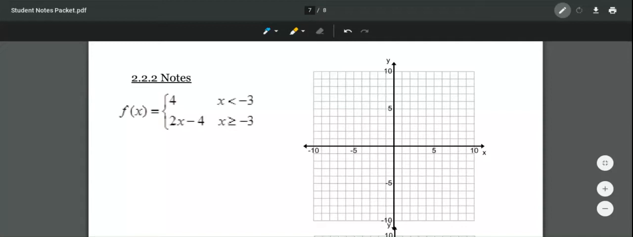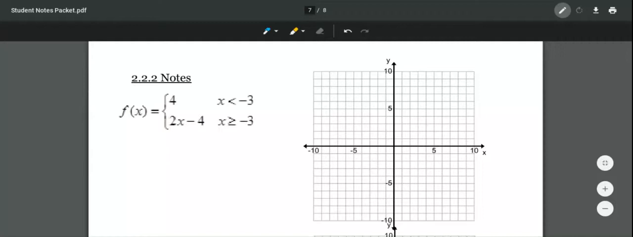Let's do a recap of some level 1 graphing and some level 2 writing equations. We're not going to do evaluating, so you'll have to go back and watch that video if you want to review that. So here's our equation. There's our graph.